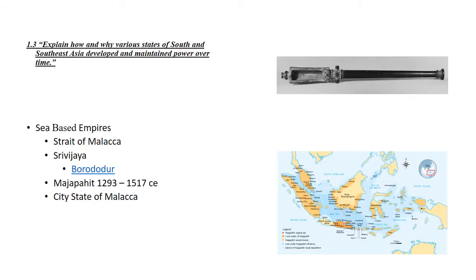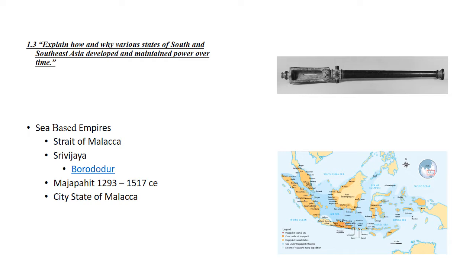Beginning with 1.3 here, okay? The topic 1.3, explain how and why various states of South and Southeast Asia developed and maintained power over time. For us, it's really more important that we point out what some of these states were, so you have some kind of go-to examples on essays and throughout the course. But a lot of the ideas from the last lecture apply here as well. We're just looking at a different region of the world, okay?